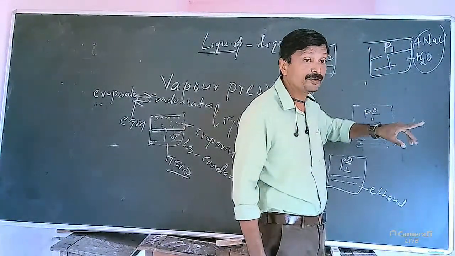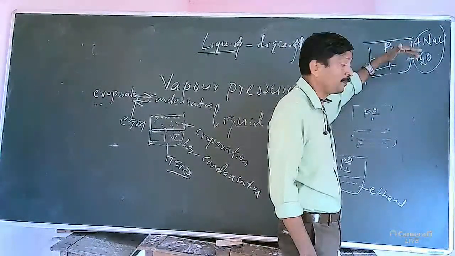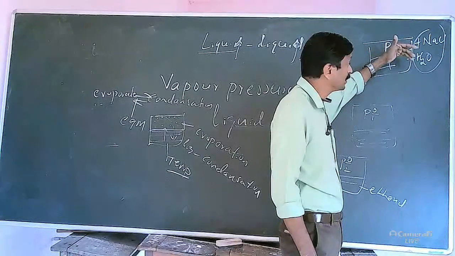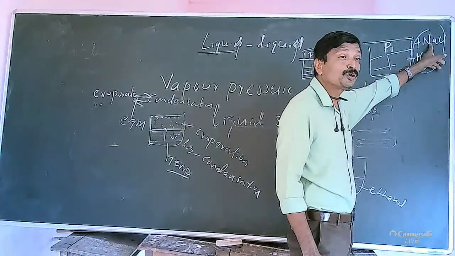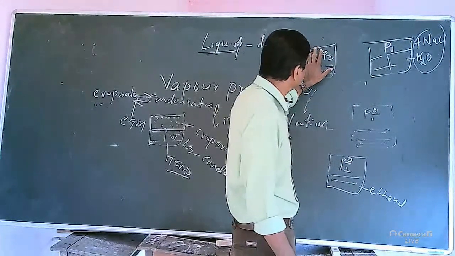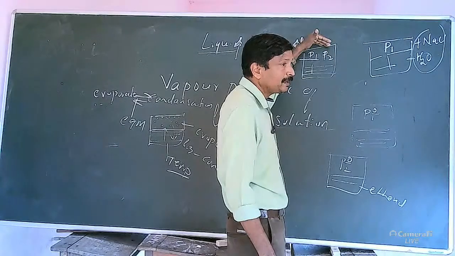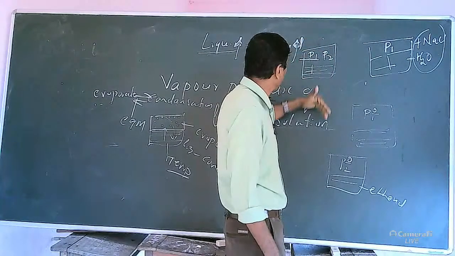We are writing it as P1. Why are you writing P1? Because it's not the vapor pressure of the pure solvent. It's the vapor pressure of the solution containing a non-volatile solute. That means we are going to discuss these two types of solution. In the first case, both are volatile. These vapors are called partial vapor pressures.